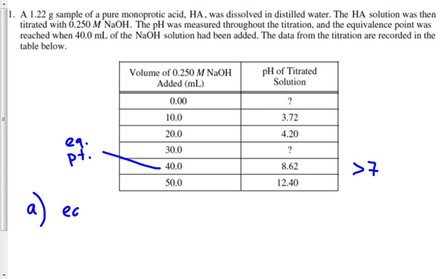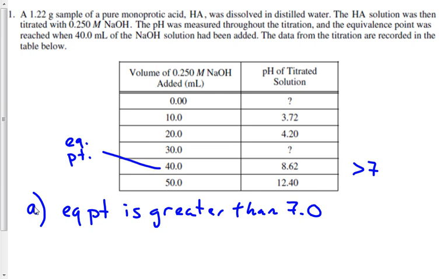You just have to say the equivalence point is greater than 7, or pH of 7. And that's just going to be a point. They said pH of the equivalence point is above 7, which indicates HA is a weak acid.